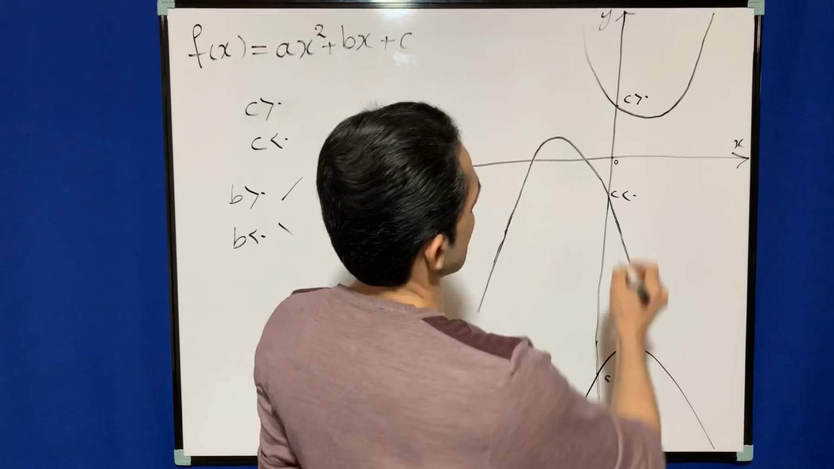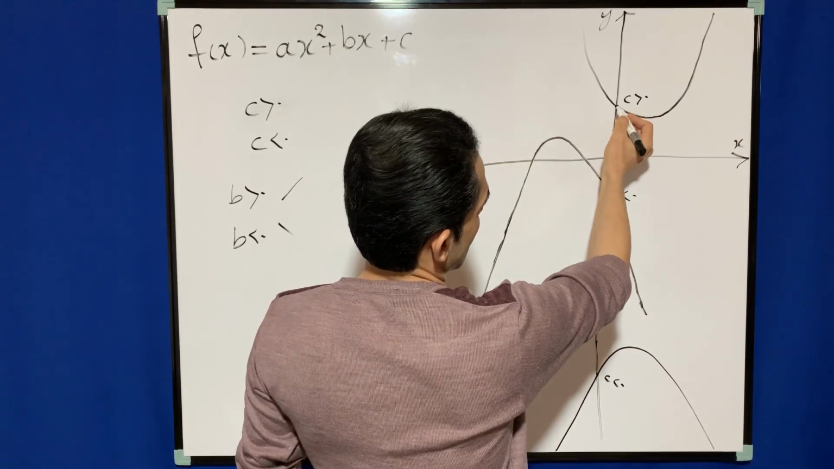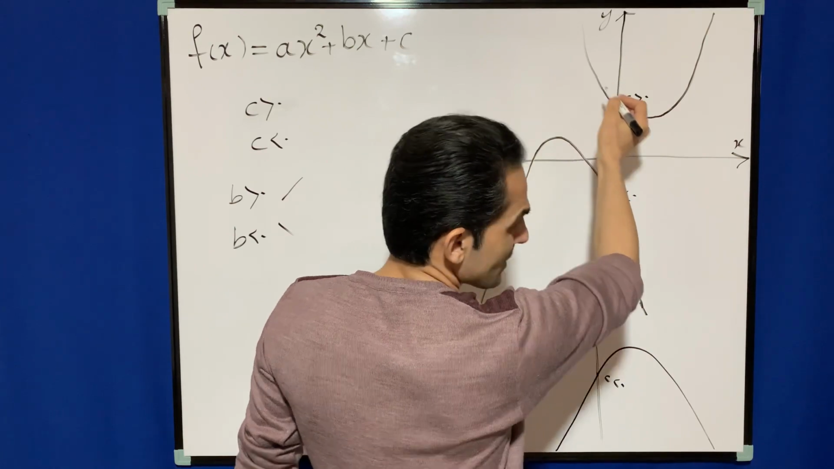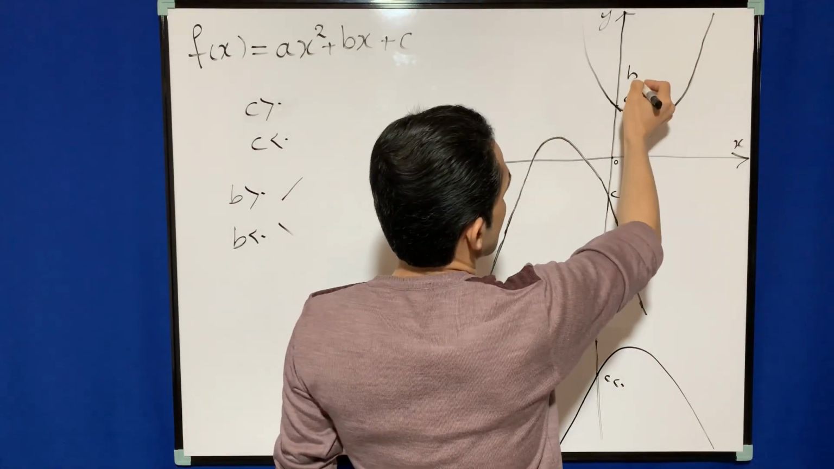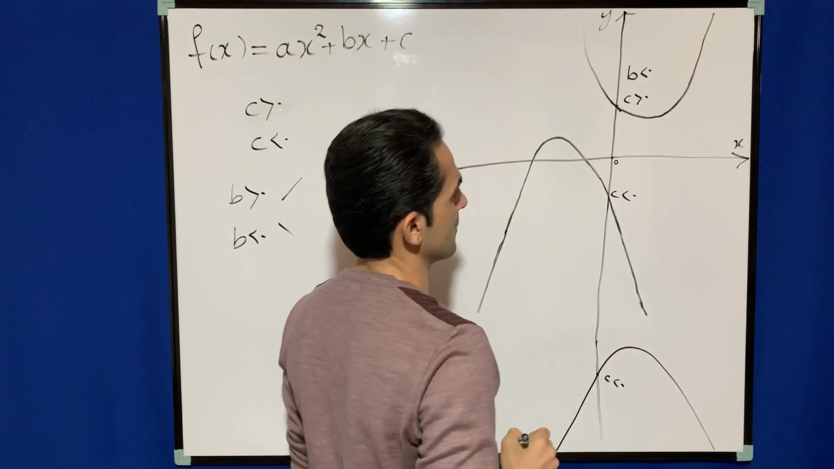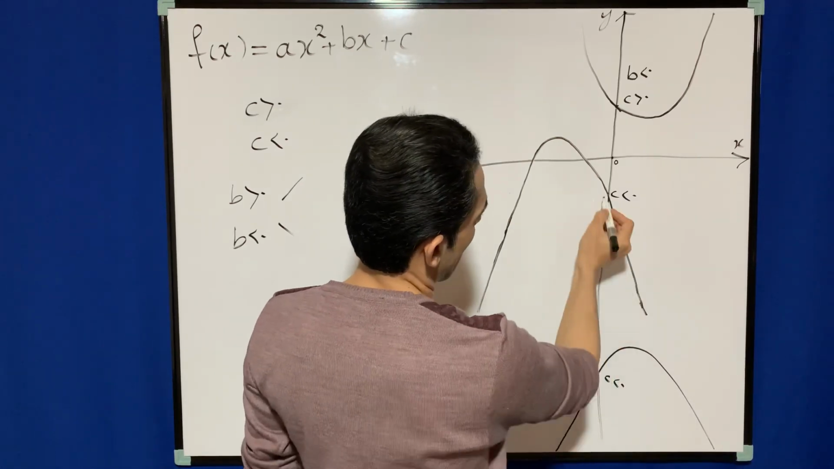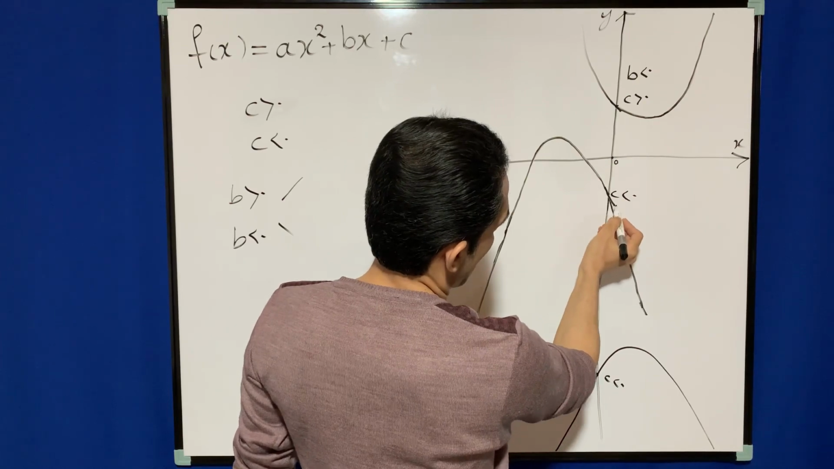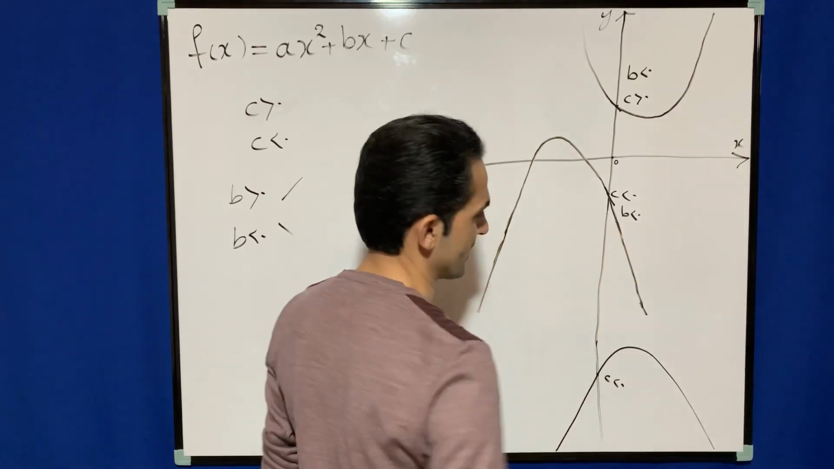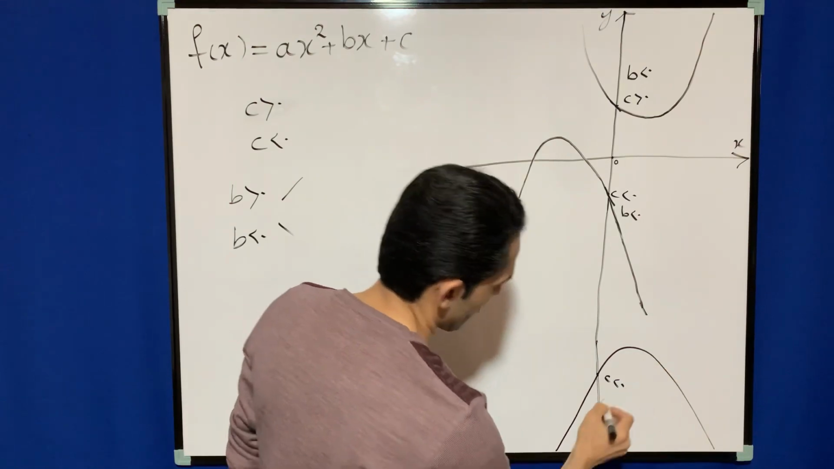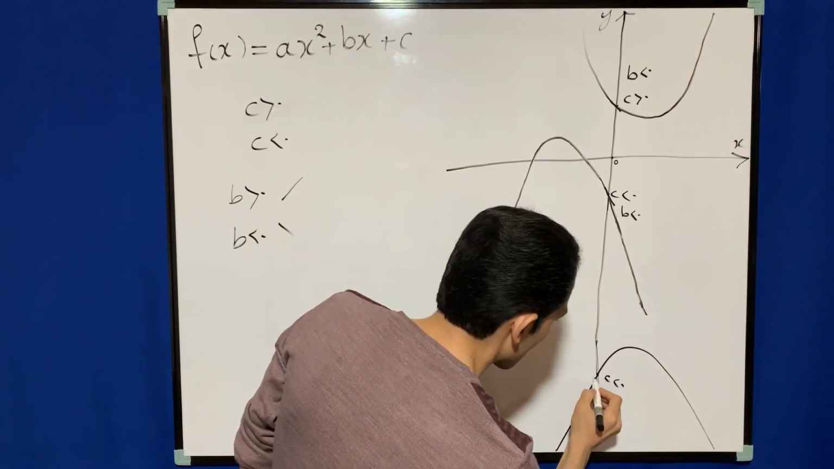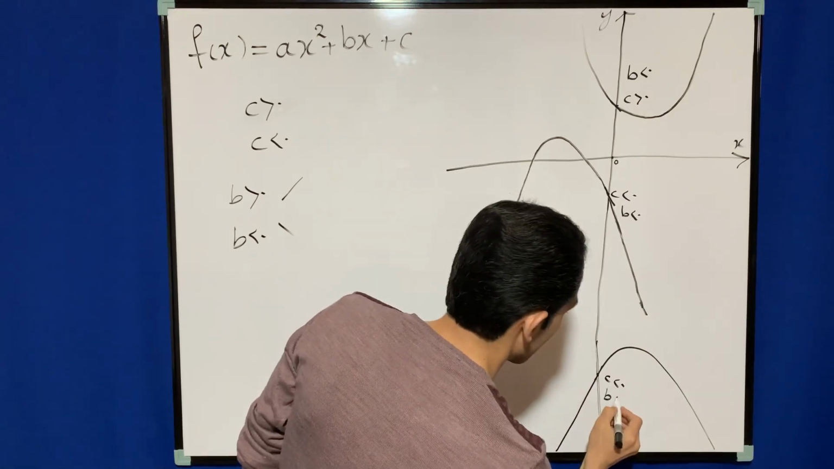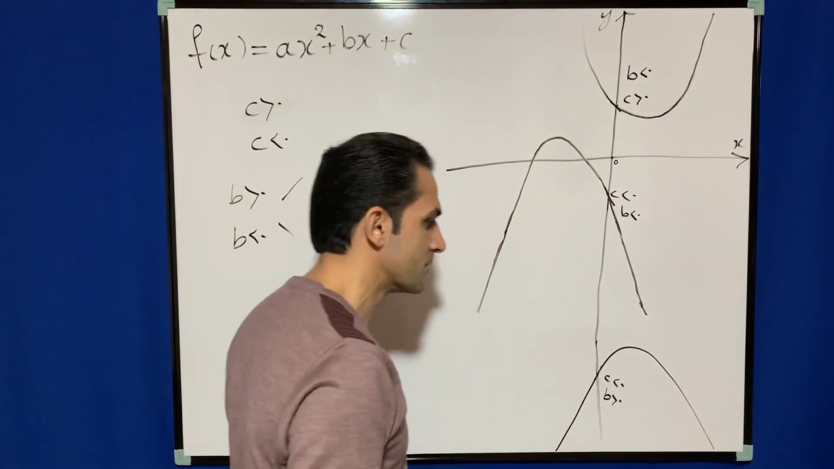You see here, at the point C, the slope of the curve is like this. It tends downward, so b is less than 0. And this parabola, at the point C, the slope of the curve tends downward. B is less than 0. And this parabola, the slope of the curve tends upward. B is greater than 0.